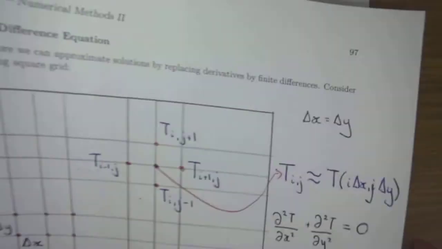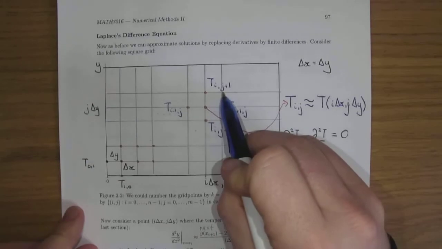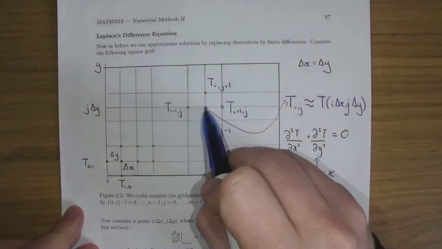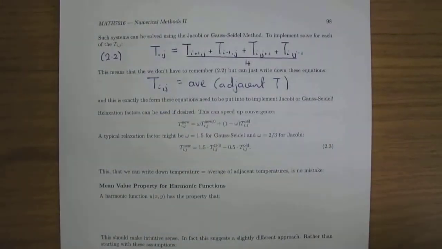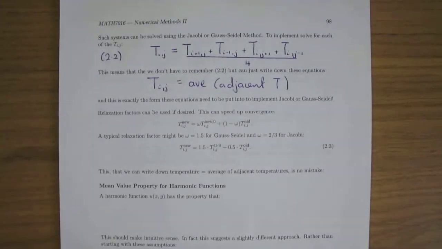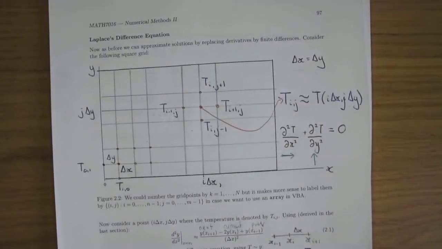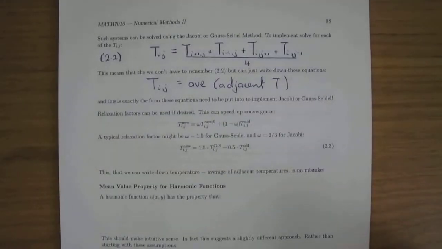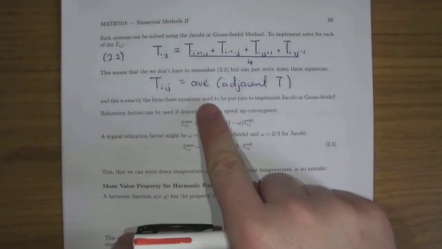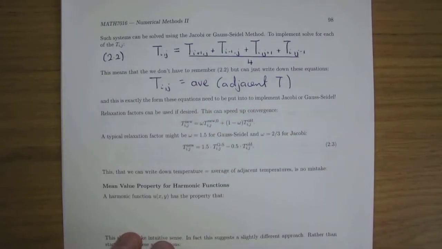Now, one small thing. See this one, they're not adjacent. It's only the ones that are the same, equal distance away. Okay. What else do I need to say at this point? Okay, I said this is the only thing you have to do. If I give you a plate and I ask you to approximate the equilibrium steady state temperature distribution, this is all you have to do. But there are other theoretical questions we might be interested in that we're going to do in the next video. So this is exactly the form these equations need to be put into to implement Jacobi or Gauss-Seidel.